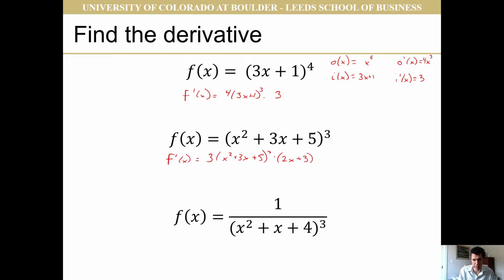f of x equals 1 divided by (x squared plus x plus 4) cubed. Let's rewrite this: (x squared plus x plus 4) to the minus 3. Take the derivative. The outer function is x to the negative 3, so that's going to be negative 3 (x squared plus x plus 4) to the negative 4 times 2x plus 1, right? We just have to figure out our outer function and our inner function and take derivatives appropriately.